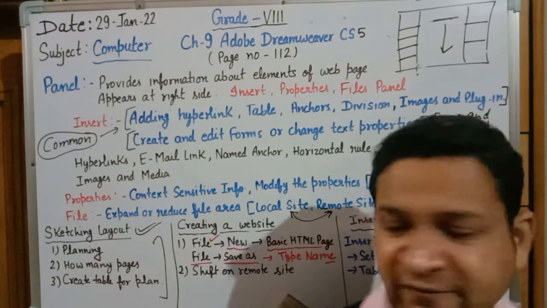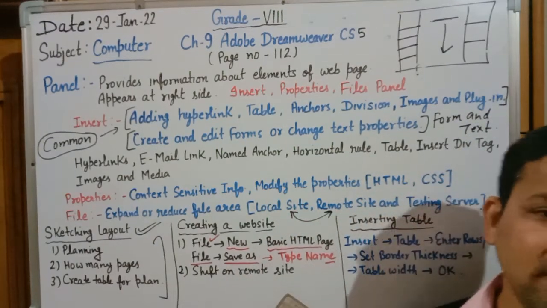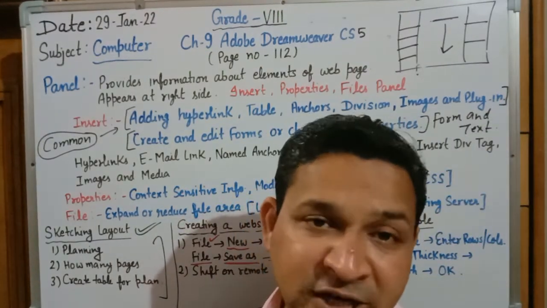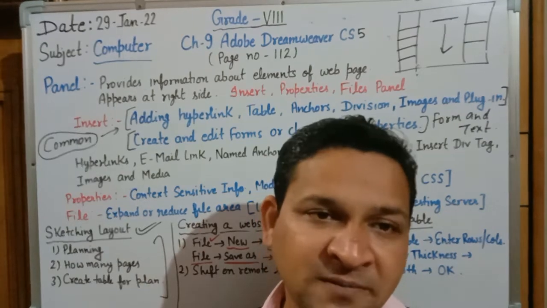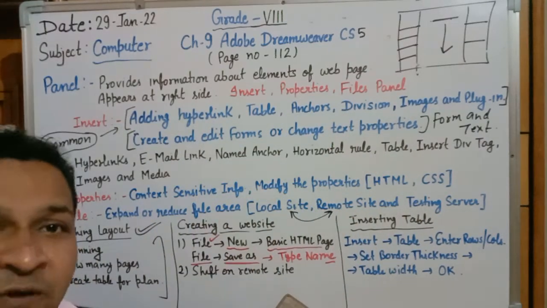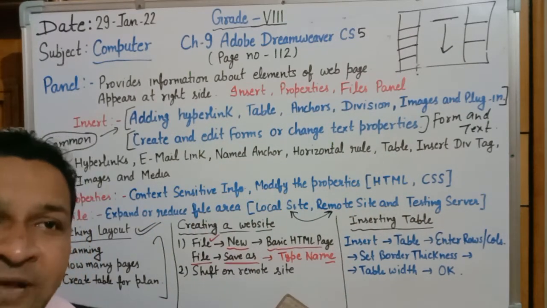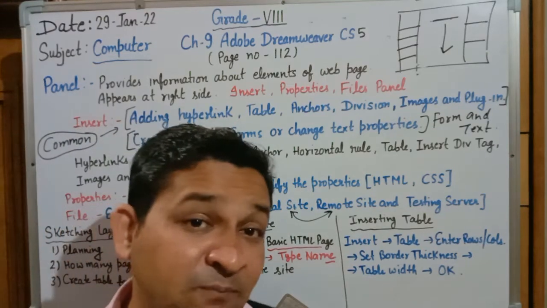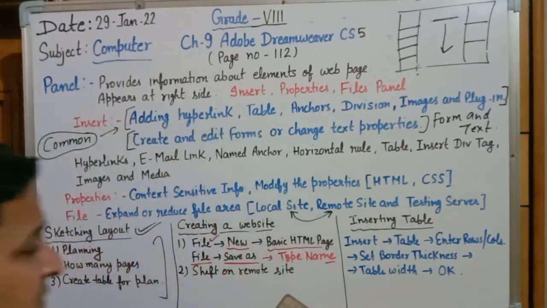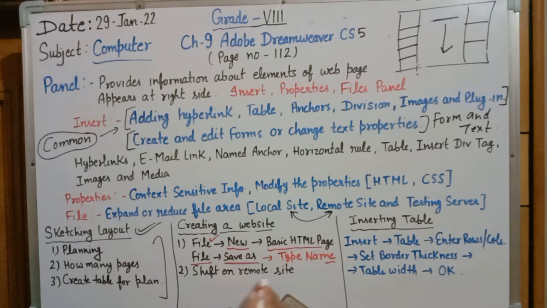Now after saving from here, this document will be saved on your local site. It means in your personal computer. Now if you want to publicize it, you want to send it on a website, on a web portal, in that case you shift the document to a remote site. Shift the document to a remote site. First it will save on the local site, then shift it to the remote site.